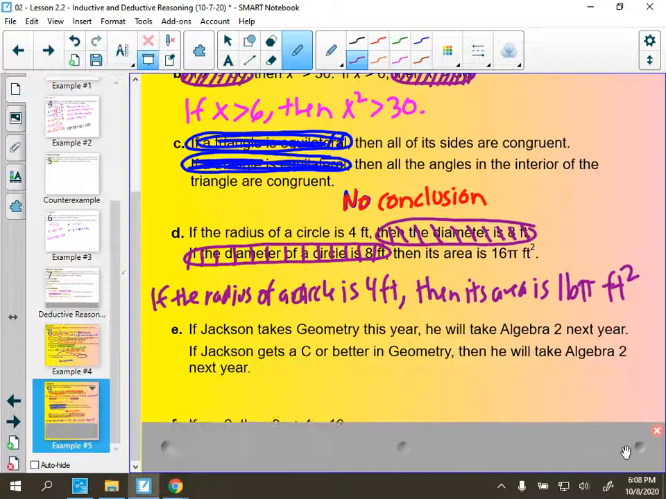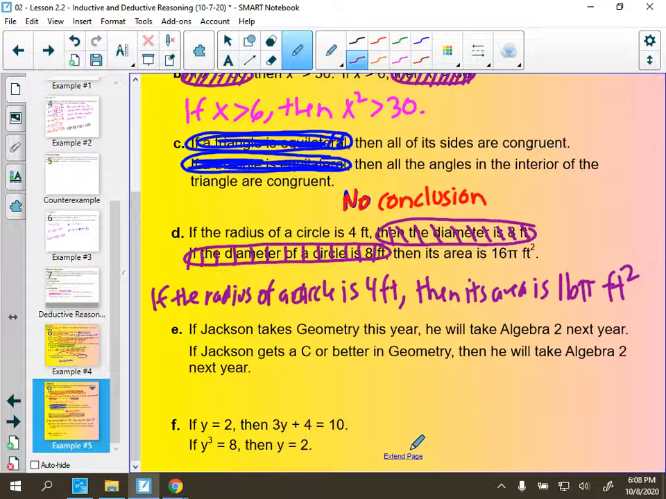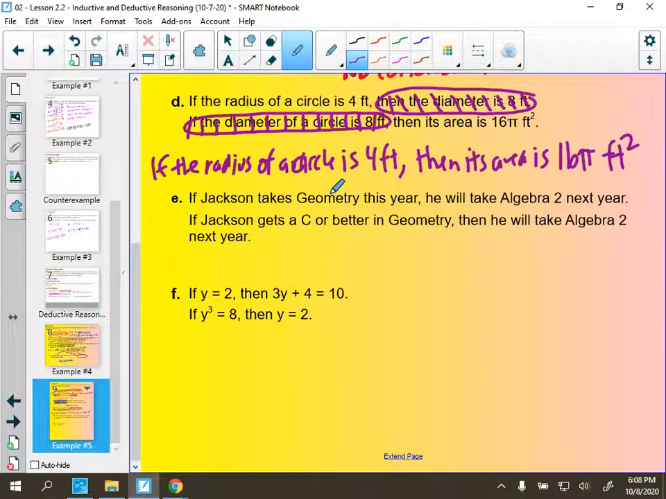Okay. What do we? Oh, we do have 2 left. So I probably just bring it down here because I can't scroll down without it. If Jackson takes geometry this year, he will take algebra 2 next year. Sounds like a lot of us. If Jackson gets a C or better in geometry, then he will take algebra 2 next year. So we definitely have, hopefully easily to identify, then, I know it doesn't say the word then, but then he will take algebra 2 next year. If Jackson gets a C or better in geometry, then he will take algebra 2 next year. So that's the overlap. That's the part we're crossing off.